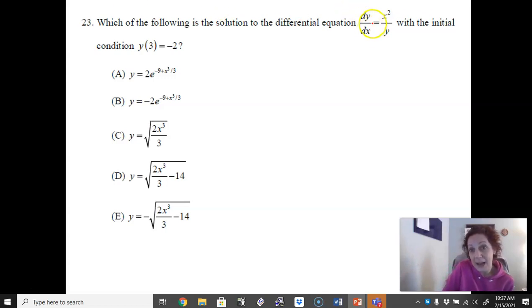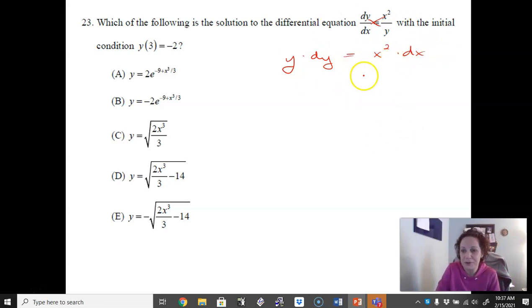So again, I'm going to multiply my dx to the other side here, but notice there's a y sitting there. So what I'm actually going to do is do like a little cross multiply. So I will end up with y dy on one side and x squared dx on the other side. We call this a separable differential equation because I'm able to take all my y's and put them on one side with my dy and all my x's and put them on the other side with my dx.